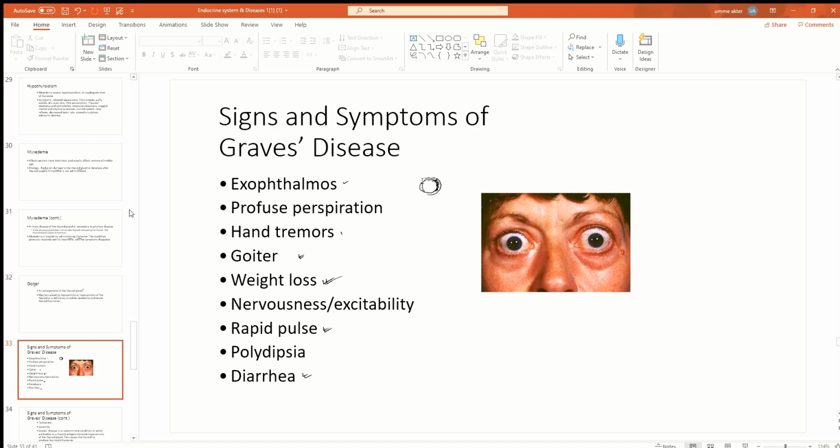Tremor is another thing, shaking of the hand that happens. Polydipsia, the person will feel thirsty. So those are some signs and symptoms, okay.